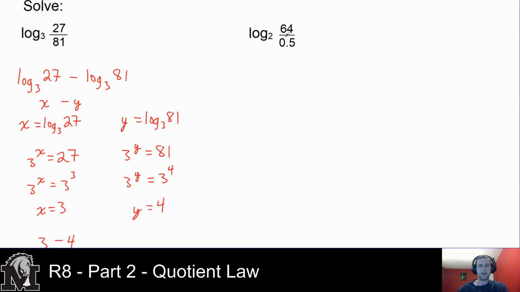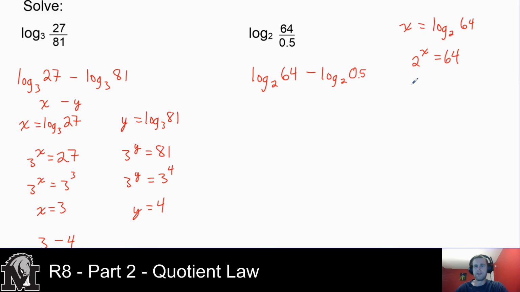Let's move back to our other one here. Same idea. We're going to separate it into two logarithms. So log base 2 of 64 minus log base 2 of 0.5. I'm going to try to do this work over on the side now. So I'm going to say x is equal to log base 2 of 64. So we're going to put this in exponential form, 2 to the power x equals 64. And I want to express 64 as 2 to the power something. 64 is 2 to the power 6. Our bases are the same, so now x is equal to 6.